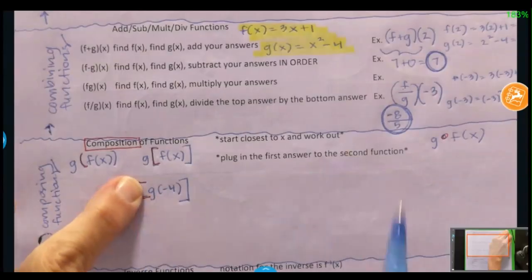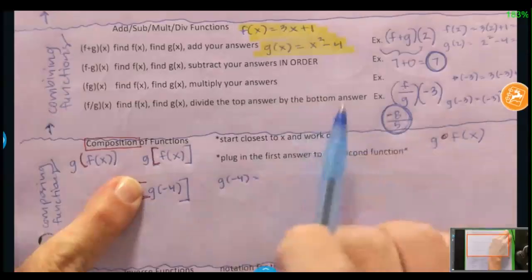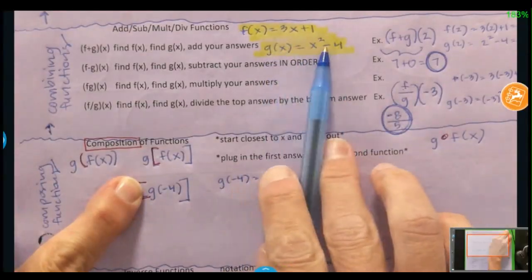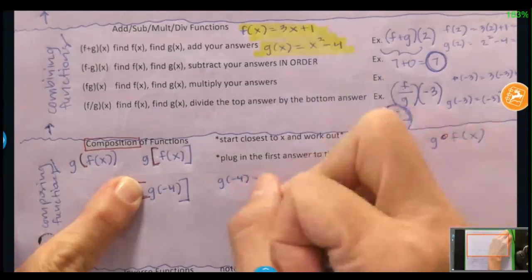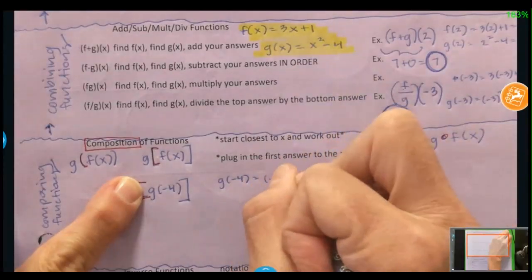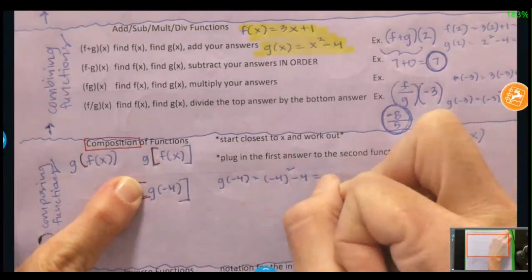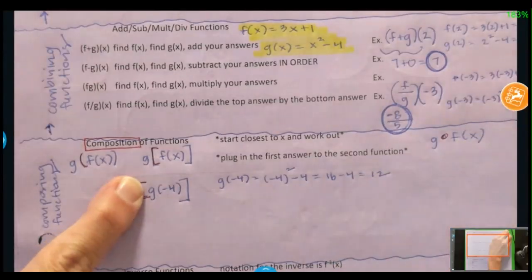All right, just ignore this for a minute. So let's do G of -4. So G of -4, we go up here. We're going to use the same G that we had in the combining. Remember, I talked about this. This is squaring the entire value of X. So Caleb's got to square the entire -4. And then he's got to subtract 4. So it's going to be 16 subtract 4, which is going to be 12.